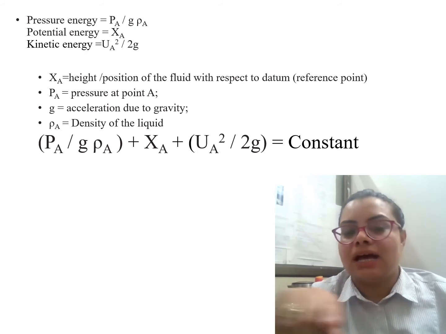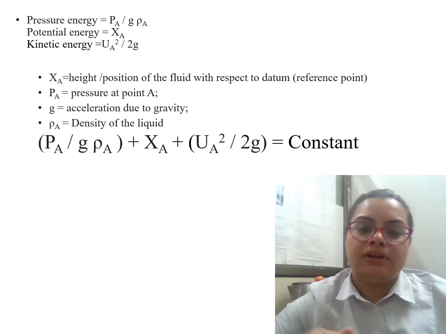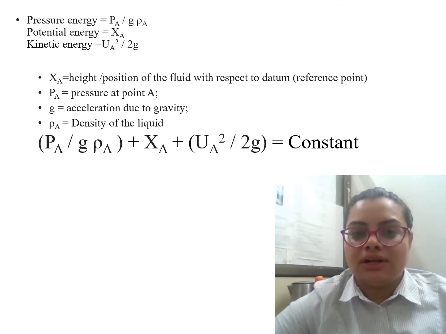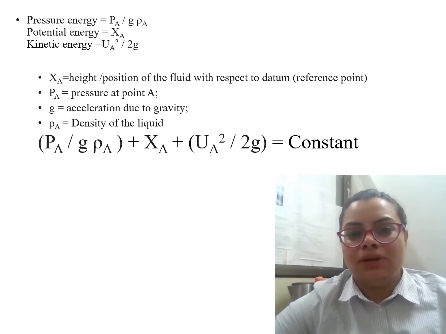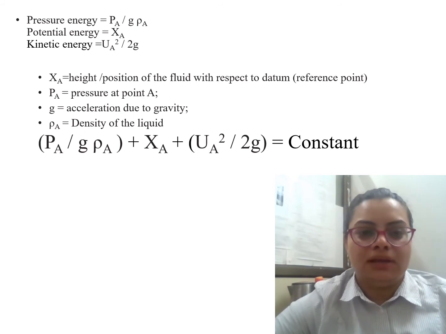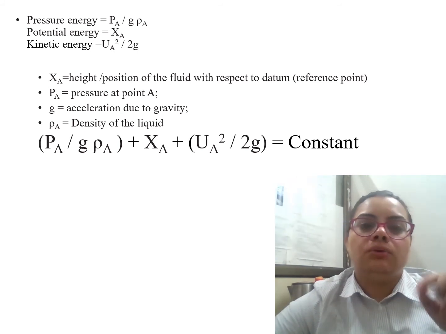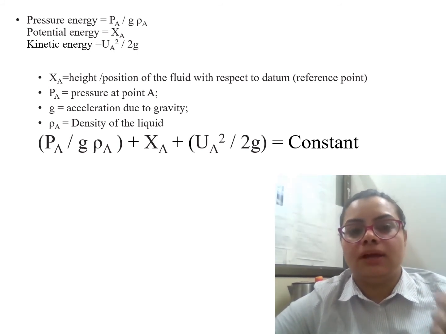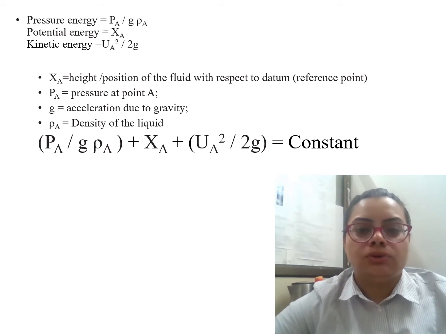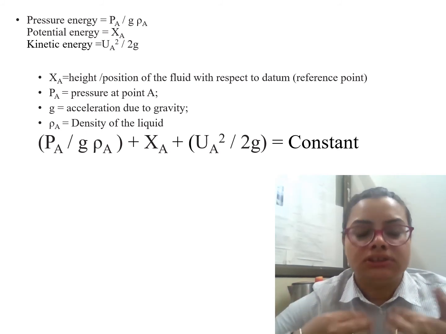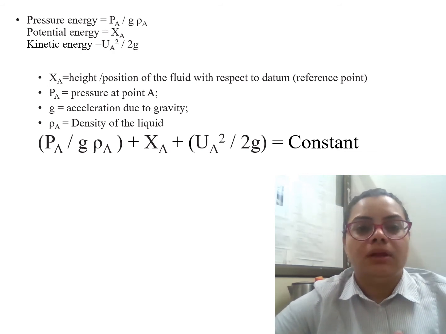Where Xa is the height or the position of the fluid with respect to the reference point that we call datum. Pa is the pressure at point A, G is the acceleration due to gravity, rho is the density of the liquid. So don't get confused between H1 and Xa, they are the same. Like H1 is the height at point A, which was shown in the diagram, but to represent it for that particular point, we have represented it by Xa here. So it doesn't make any differentiation among them. It's just a way of representation of the same term.